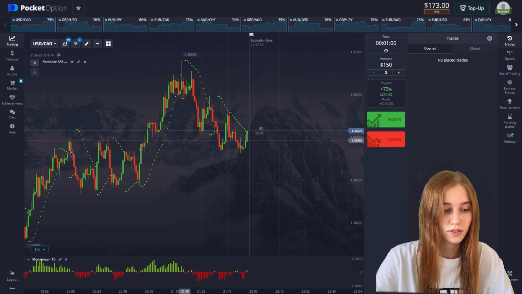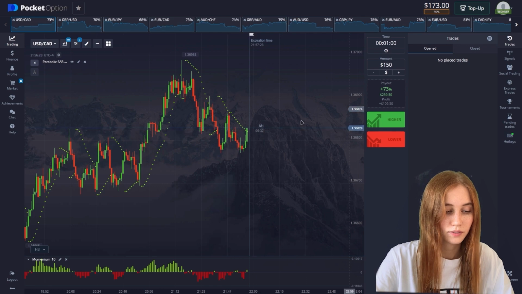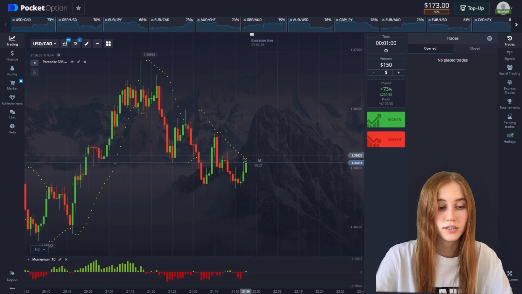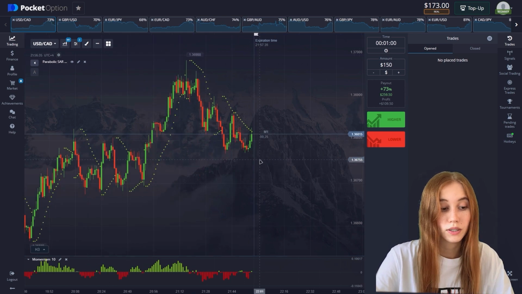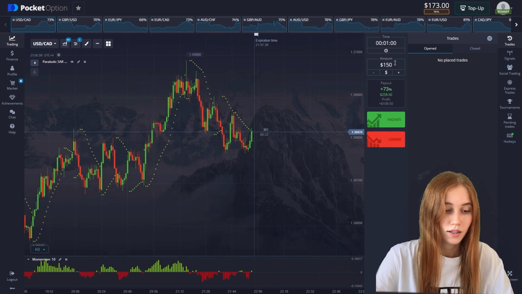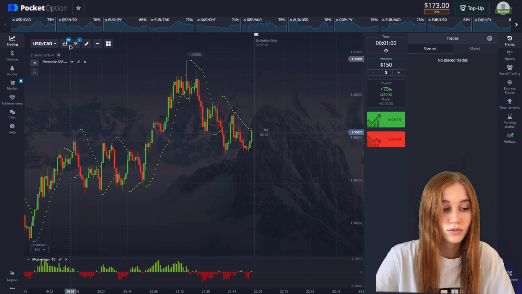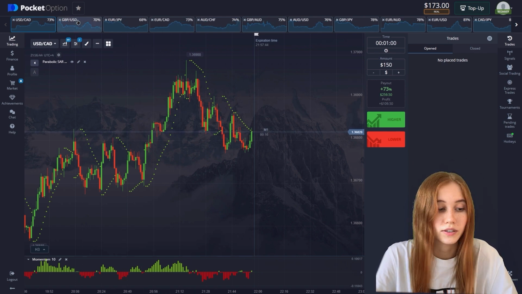So this is when an intersection happens here. And if the chart does not roll back, the next point will appear at the bottom. Let's bet 150 and leave it at that. Another trade will also be 150.